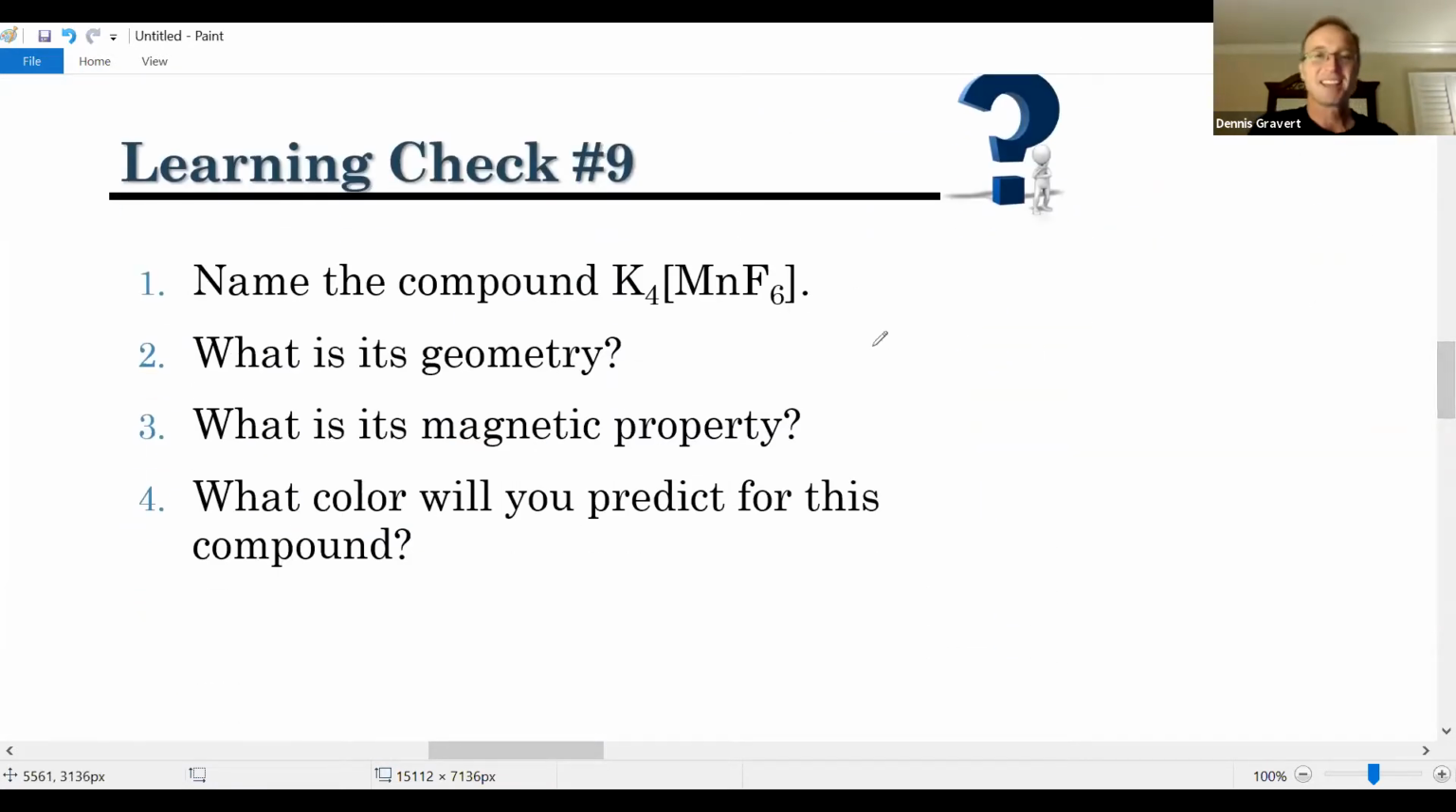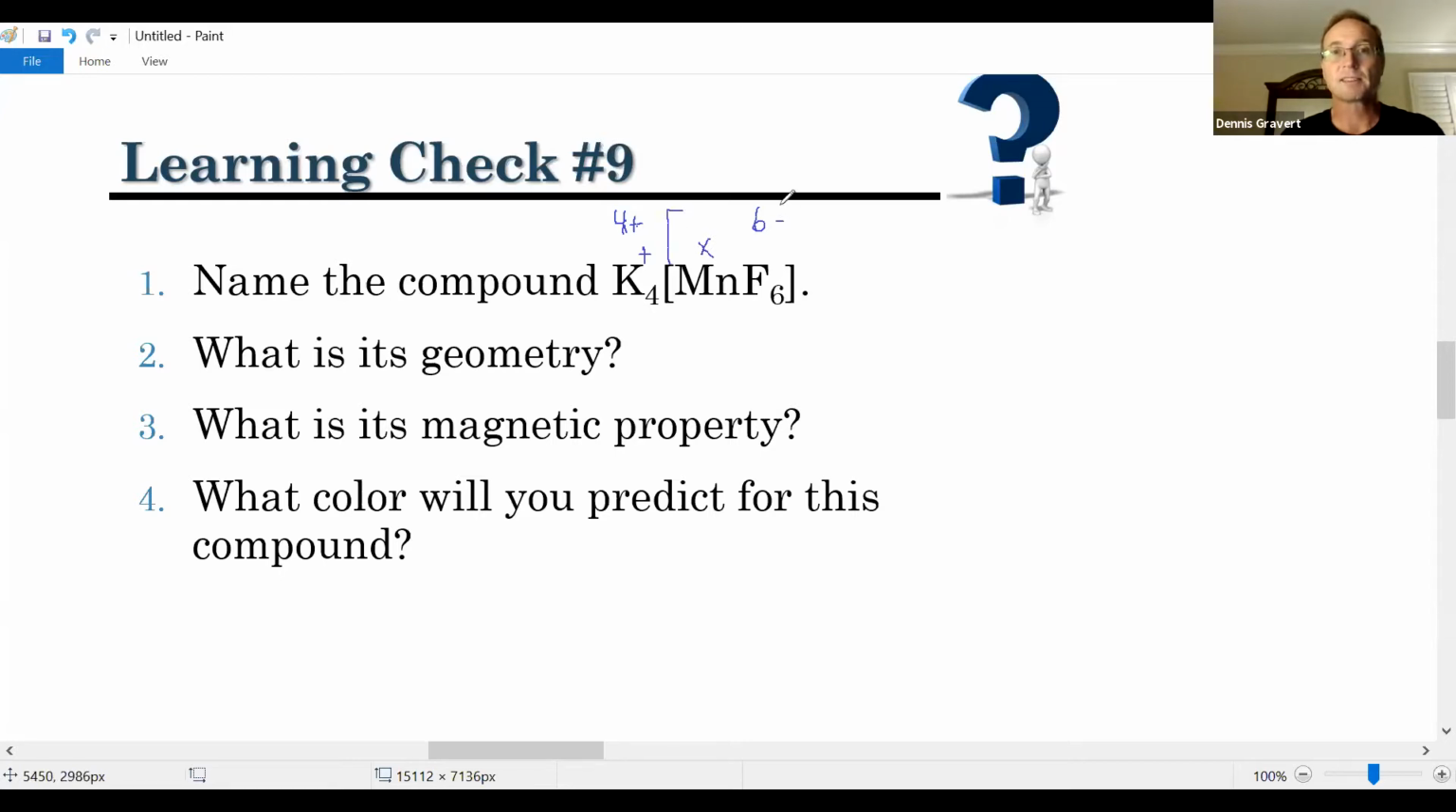But here we go. Nice summary page. Let's name this compound. Okay. So we get the periodic table. If you don't know what K is, you can go look it up. It's potassium. And each one of those potassium has a +1 charge, so there's 4 of them. Manganese, don't know its charge, but fluoride is fluoro, and there's 6 of them.